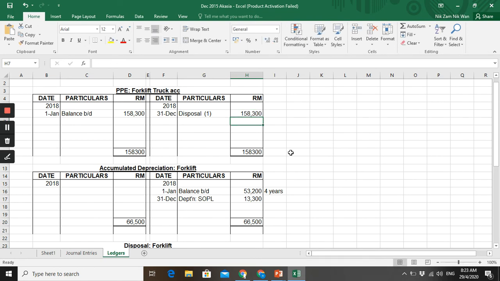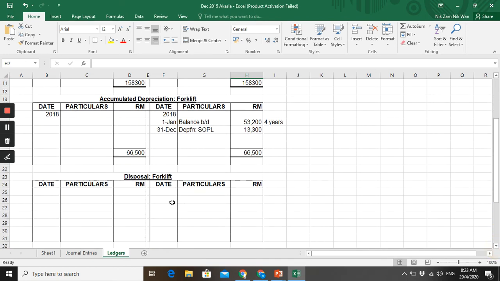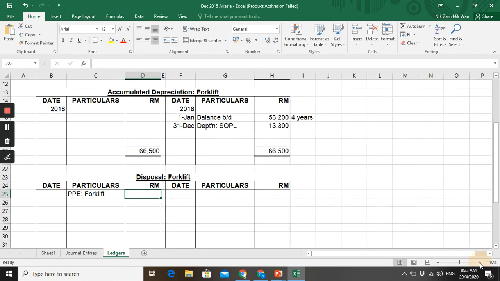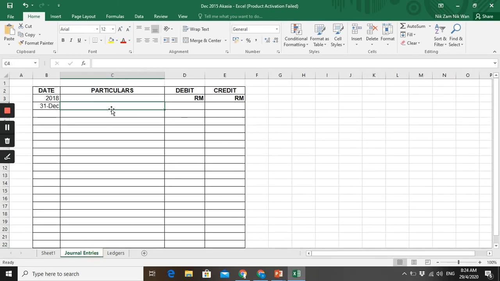So credit PPE, and you are going to debit your disposal forklift. Same amount, 158,300. So that is what you do. Firstly, that is part of your journal entry where you debit disposal.